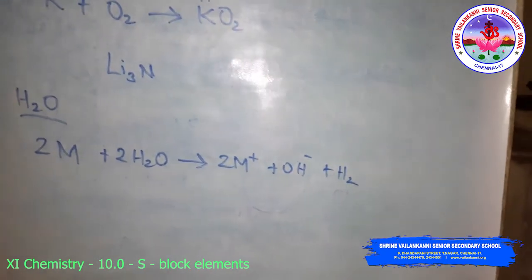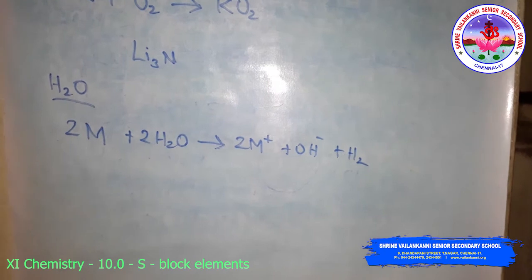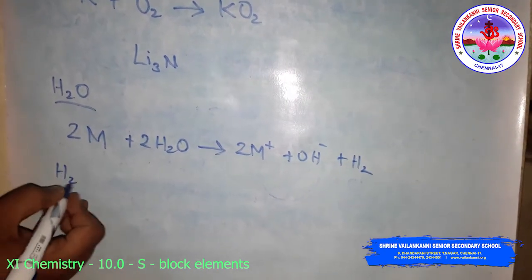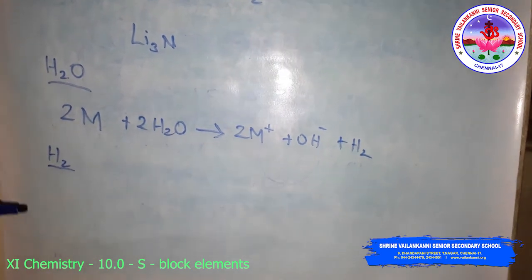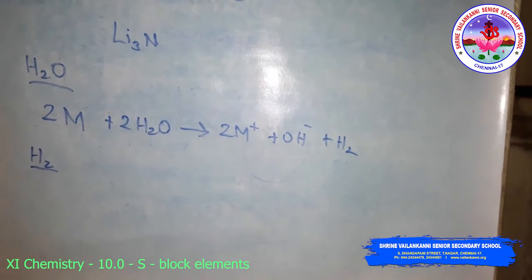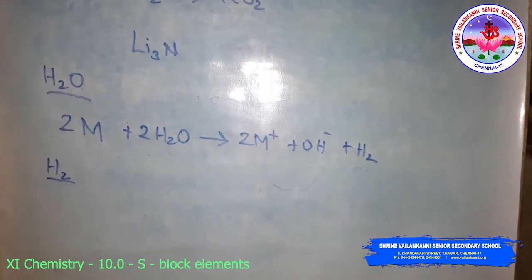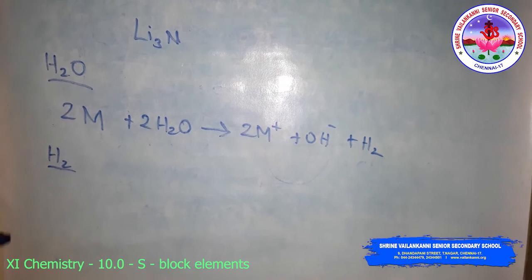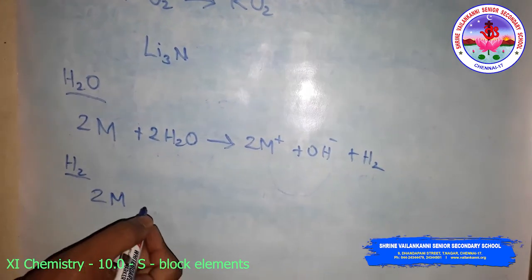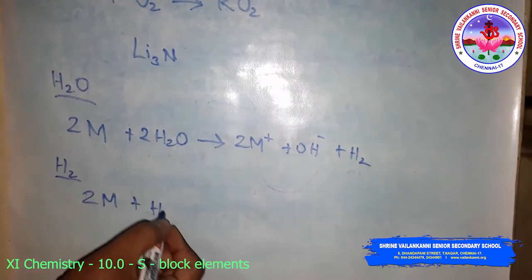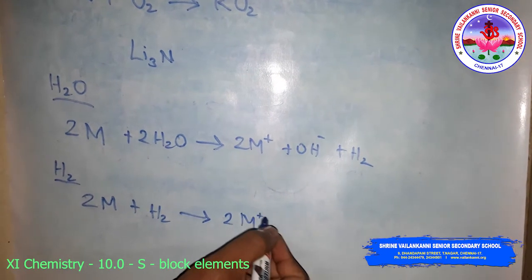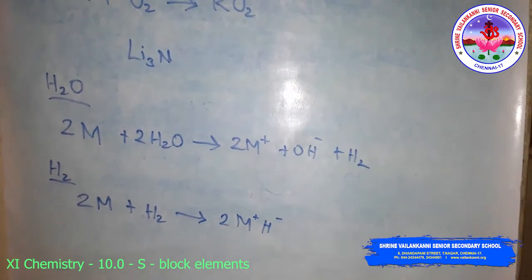Okay. Then the reactivity towards dihydrogen. The alkali metals react with dihydrogen at about 673 Kelvin to form hydrides. All the alkali metal hydrides are ionic solids with high melting points. For example, an alkali metal reacts with hydrogen gas to form metal hydrides.